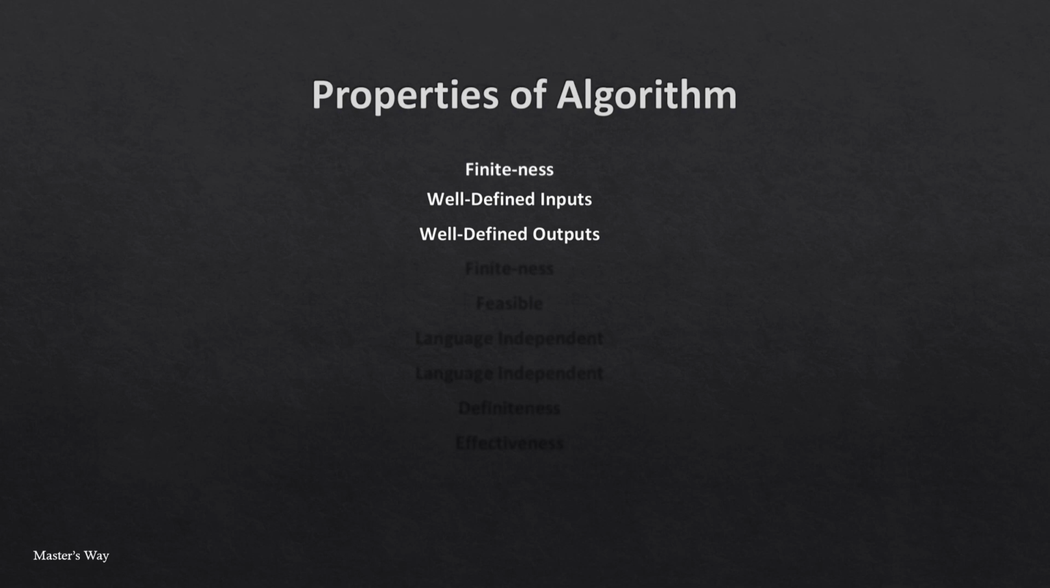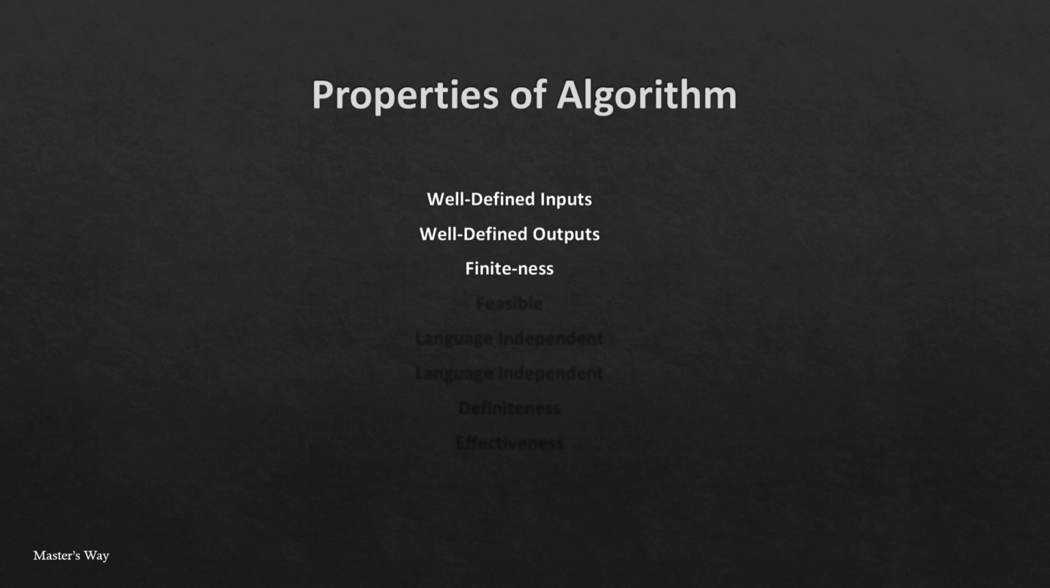And the other property is finiteness. This is very important for an algorithm. The algorithm must be finite. It should terminate after a finite time. Meaning if you write a certain set of instructions, like 3 or 4 instructions, after the fourth or final instruction, the algorithm should terminate.